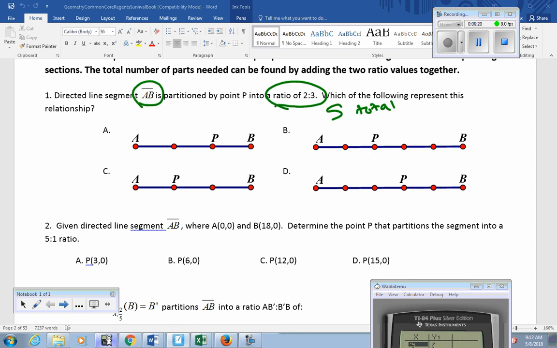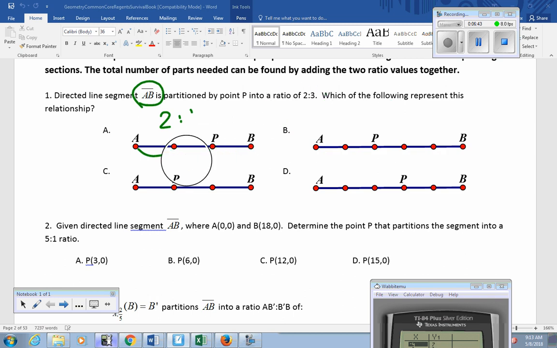So in this case, if I look at A, well, A is actually only 2 to 1, because there's 2 sections before the point and then 1 section after it. And then B, I have 2 sections before it, and then 3 sections after it. So that's going to be my answer, choice B.